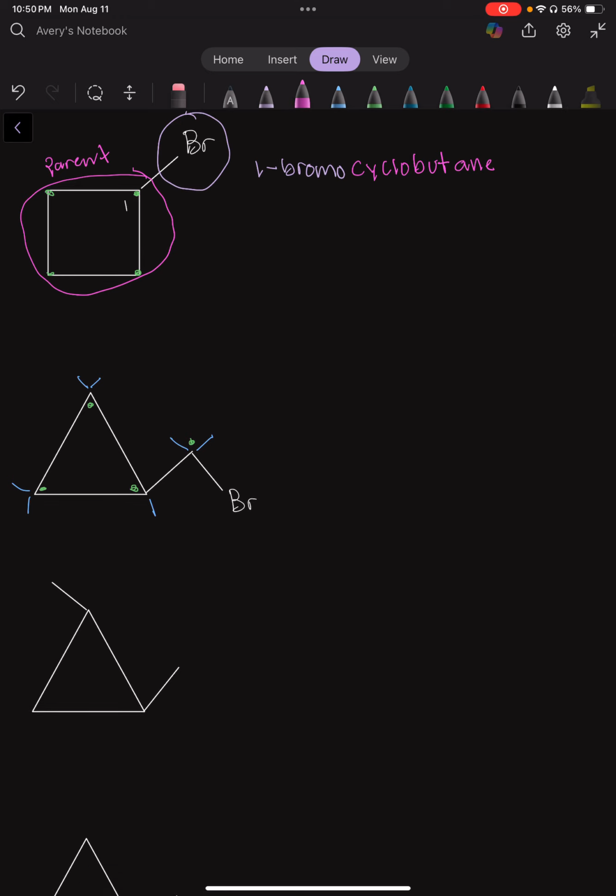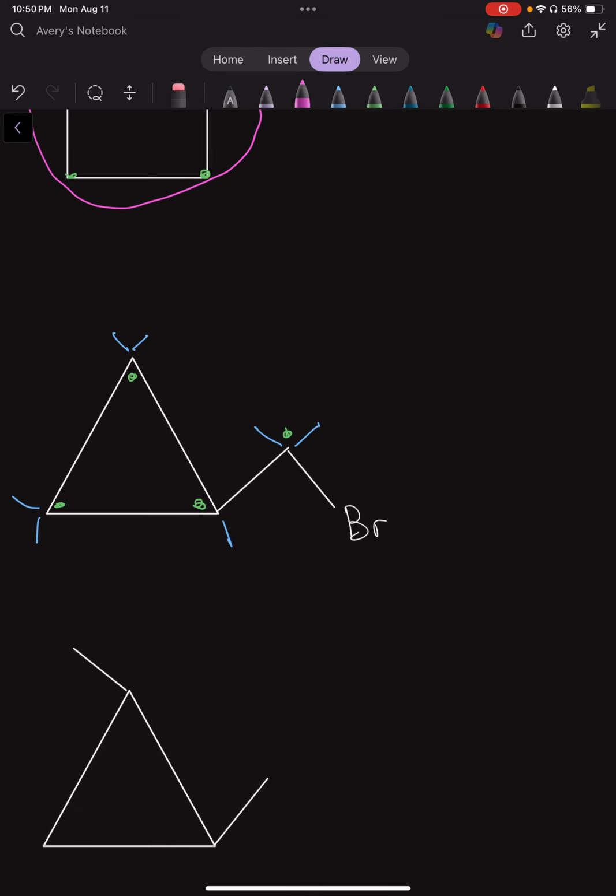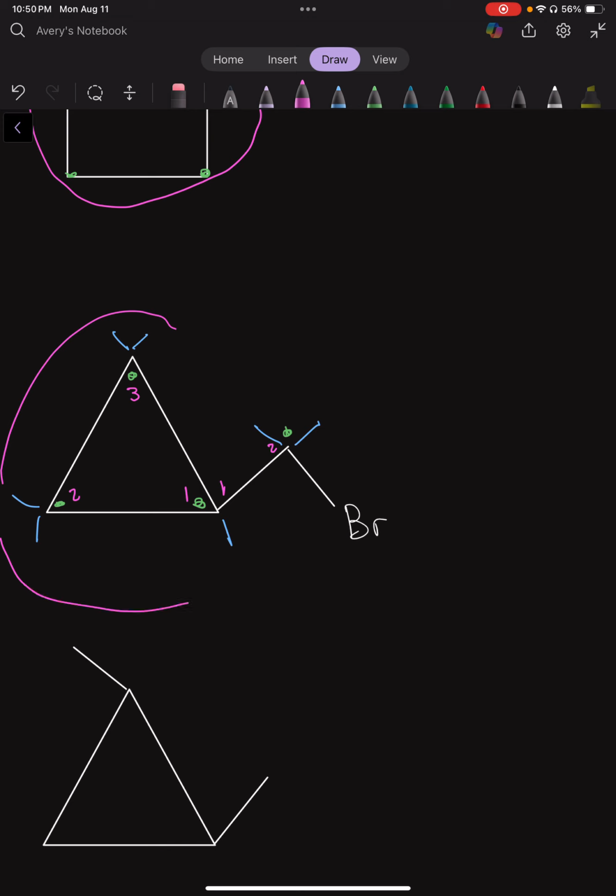We can go ahead and circle the parent, which is the longest uninterrupted chain of carbons. Over here, we have 1, 2 carbons, and then it gets interrupted with the bromine. And then in our triangle, we have 1, 2, 3. So this is going to be our parent, and then this is going to be our branch.